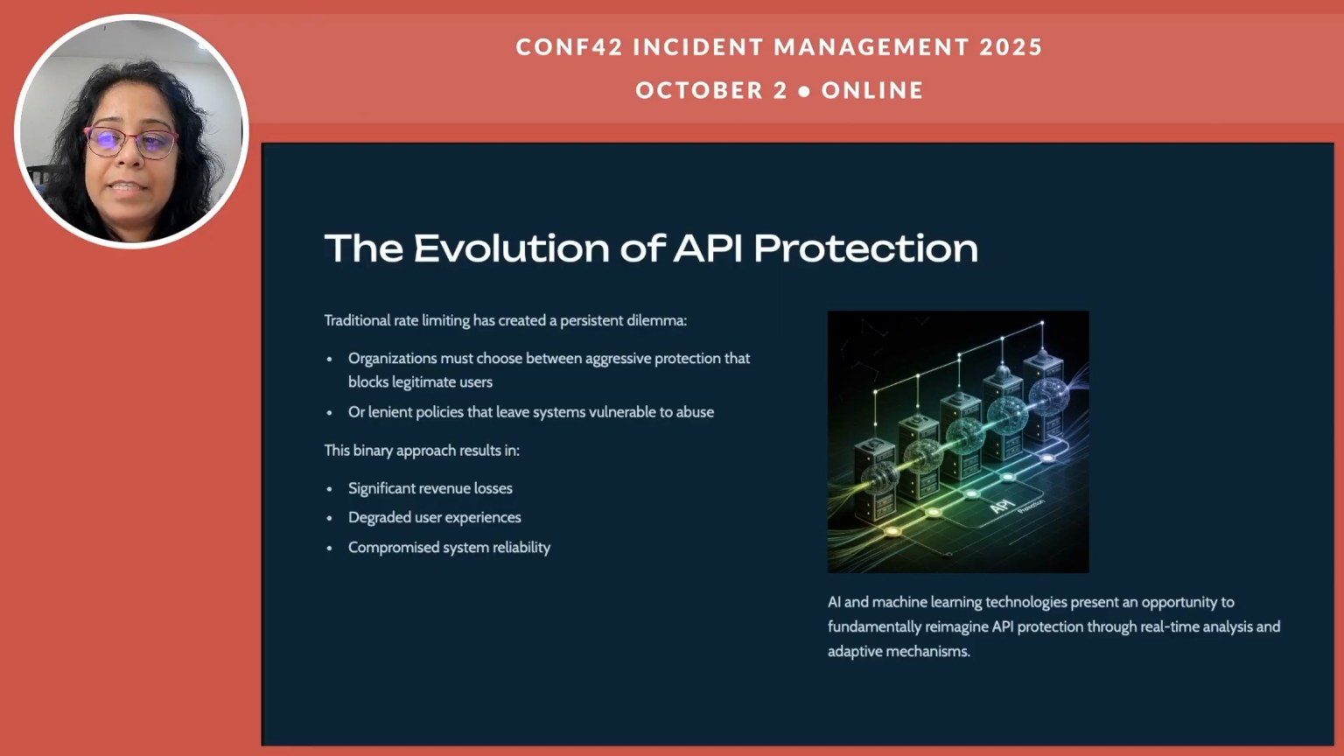This is the exact dilemma of traditional API protection. Organizations must choose between aggressive protection that could block legitimate users, or lenient policies that leave systems vulnerable to abuse. This binary approach results in significant revenue losses, degraded user experiences, and compromised reliability. But AI and machine learning present an opportunity to fundamentally reimagine API protection through real-time analysis and adaptive mechanisms.